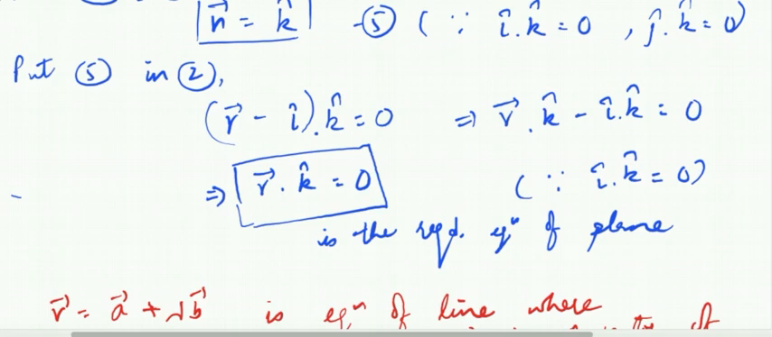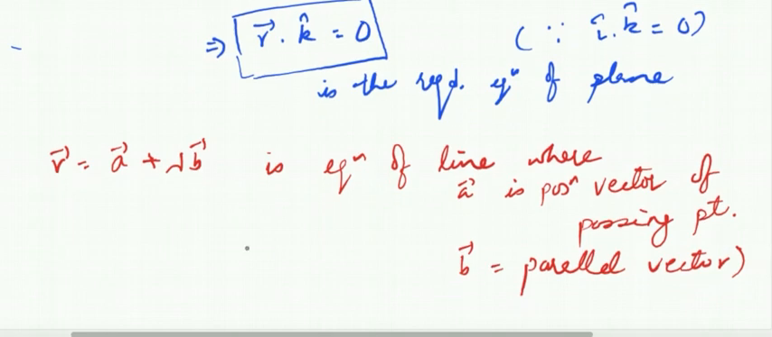Also the point you need to remember is a plus lambda b, जो मैंने आपको वीडियो की स्टार्टिंग में भी बताया है, that r equal to a plus lambda b is the equation of the line where position vector is a and b is the parallel vector, or in other words, it represents the direction of the given line.